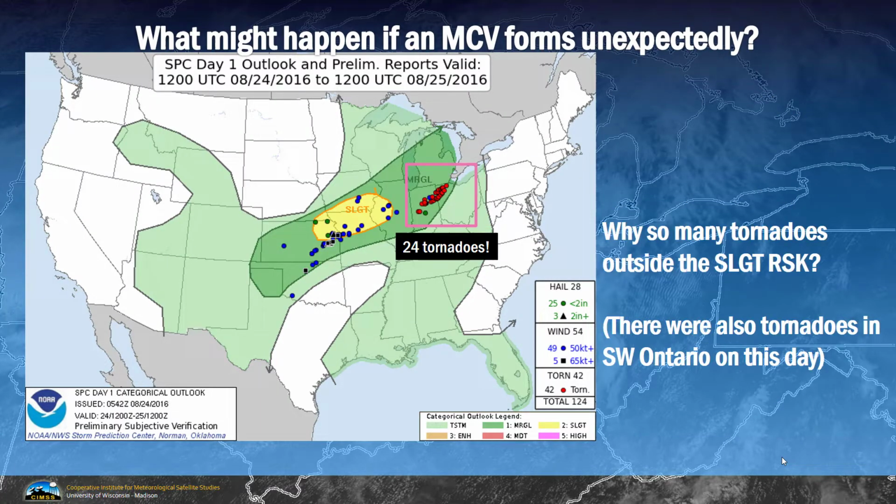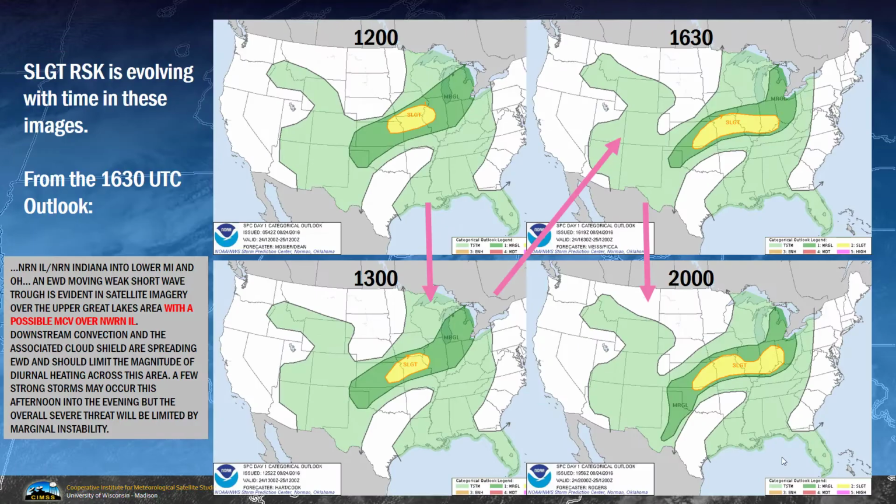Here's an example from 2016 where we have 24 tornadoes in Indiana and Northwest Ohio. Those extended up into Southwest Ontario as well. But you'll notice that they're all outside of the slight risk area. Why were there so many tornadoes outside the slight risk on this particular day? Well, because the title of this slide is what might happen if an MCV forms unexpectedly, you might think that this is related to an MCV.